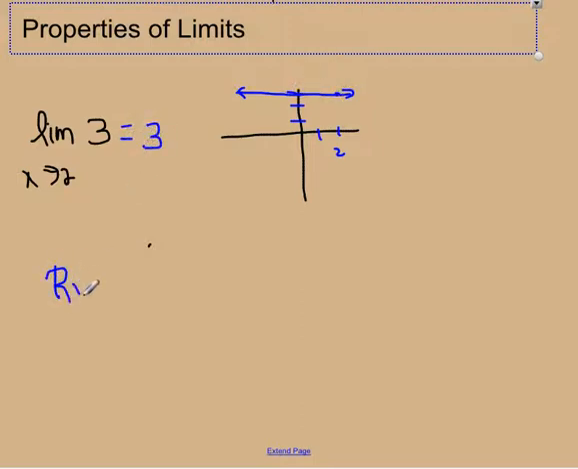So the rule, what we can take away from this, is when you take the limit of a constant like this, the limit as x approaches c of k is always just going to be k.